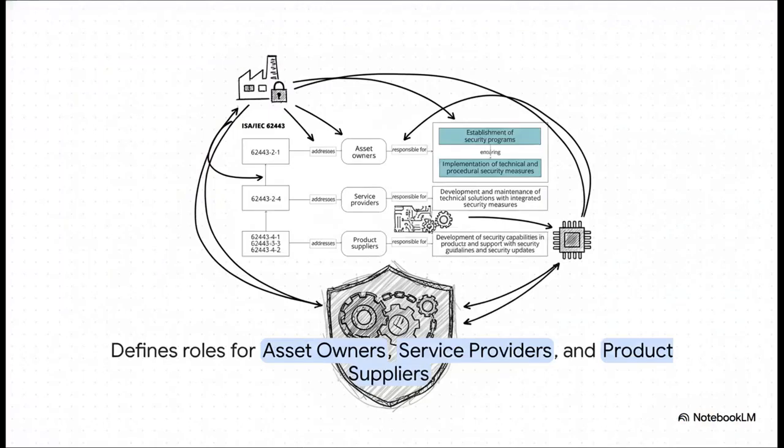And this really gets to the heart of the standard. It's all about shared responsibility. You've got the asset owner, the company running the plant. You've got the service providers who install and maintain the systems. And you've got the product suppliers who actually make the devices. IEC 62443 gives each of them a clear role to play in the security chain. No one gets to pass the buck.